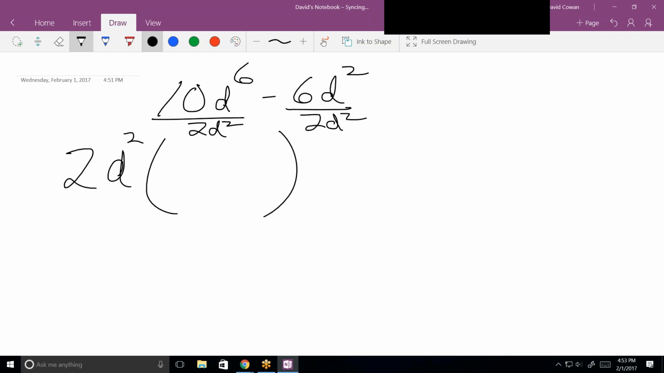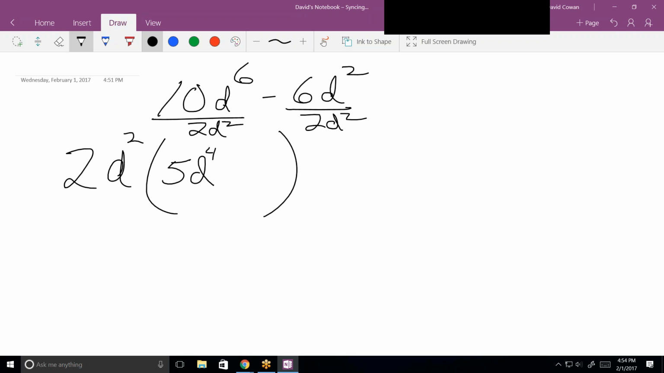10 over 2. Do the number first and then do the D. What's 10 divided by 2? 5D to the power 4, because we're dividing, we subtract the exponents.